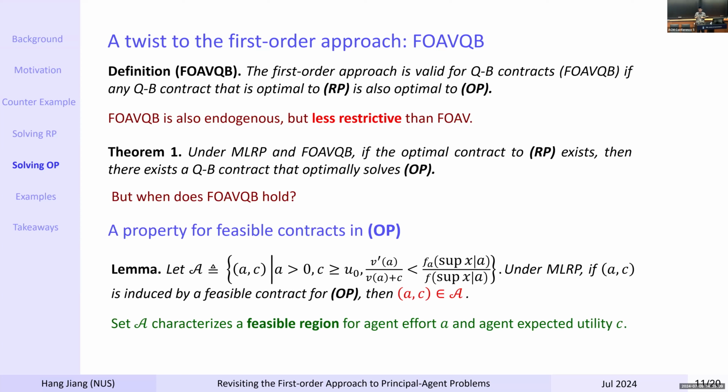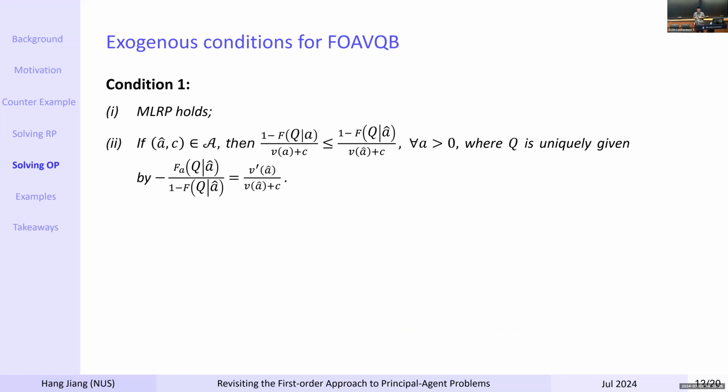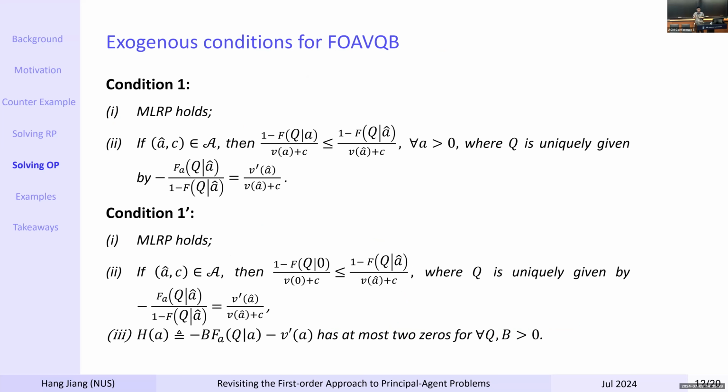For any agent effort A and expected utility C, any AC pair induced by a feasible contract for OP must belong to this region. So it is a feasible region. And now we give our exogenous conditions, condition 1 and condition 1 prime. We require MLRP. MLRP is very general, but the second term may not be very easy to verify. So we will prove that these conditions are very general and can hold in many scenarios.